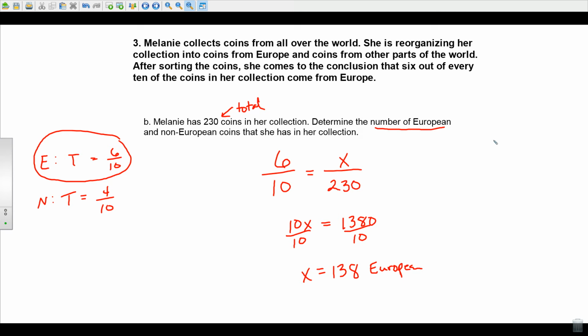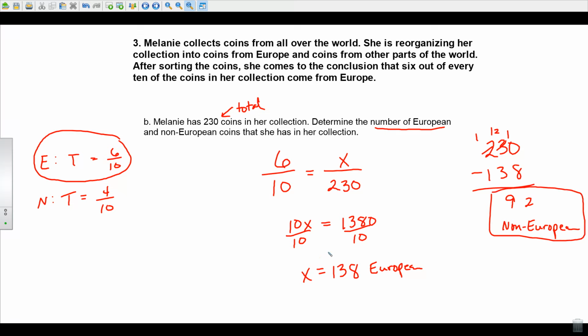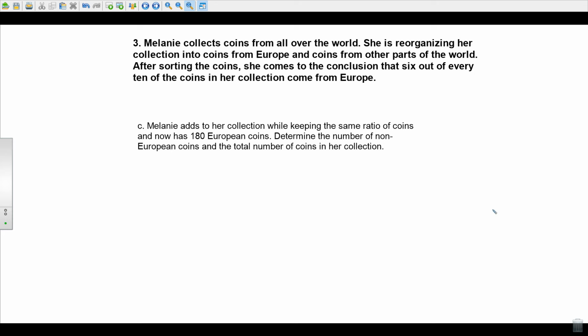Now, we could solve a proportion using this ratio for the number of non-European coins, but if I know the number of European coins and I know the total is 230, I can just subtract. So that means there are 92 non-European coins. So 138 European, 92 non-European. Part C, it says she's adding to her collection while keeping the same ratio of coins. So her collection is changing, but the ratios are staying the same. So the ratios, again, for European to total, 6 to 10. Non-European is 4 to 10.